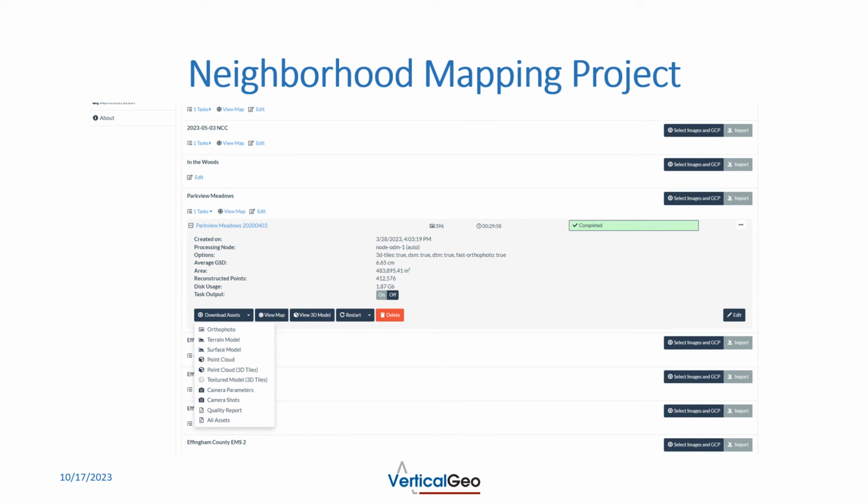And here you can see the project's name was Parkview Meadows. It was created March 28th of 2023. The processing node, the options we had on, the average ground sample distance of 6.65 centimeters. The area is there, number of points, and the disk usage. It was actually less data because we flew it at a higher elevation just to be able to not be overcome with processing. And it was, again, 7 centimeters worked fine for the requirements that we had for the project.